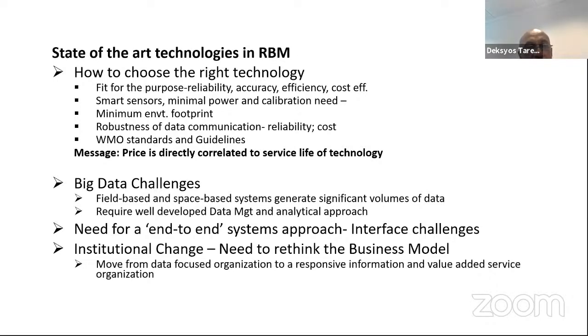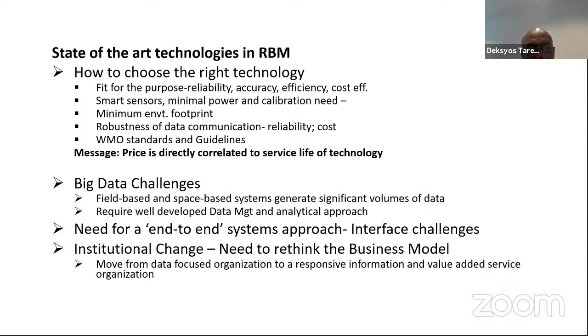And since a number of technologies are available now, there must be a way to choose the right technology for the right purpose, that is, fit for the purpose. When we are using satellite data, we have a purpose. So we have to choose which data sets are to be used, which fit our purposes. Reliability, accuracy, efficiency, and cost effectiveness could be factors, of course, to choose the right technology.